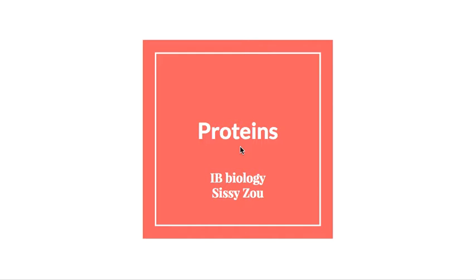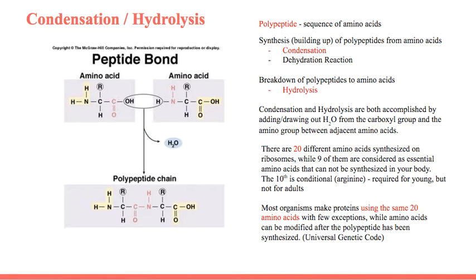This is chapter 2 of the IB Biology book, the proteins. So, first of all, we're going to talk about how proteins or polypeptides are synthesized and broken down. So, condensation.